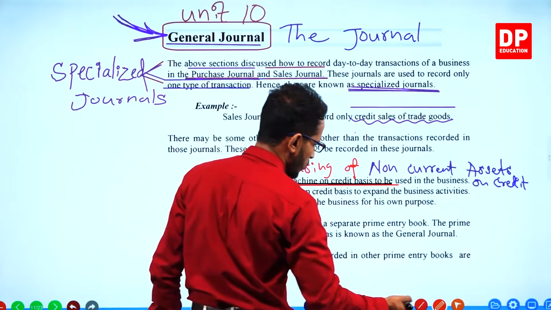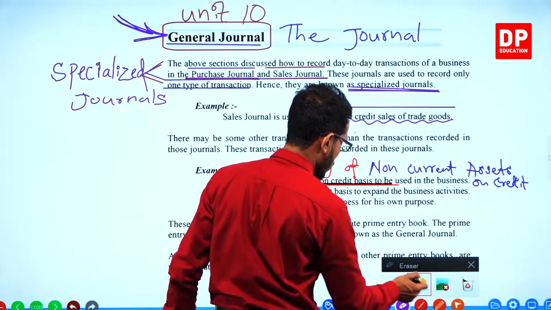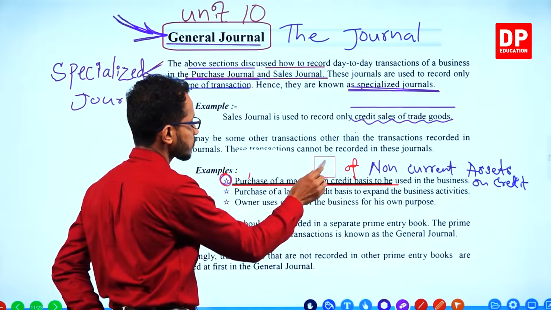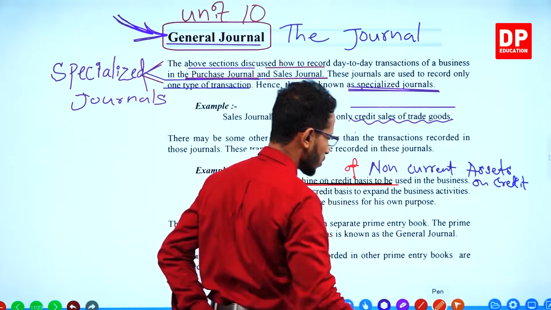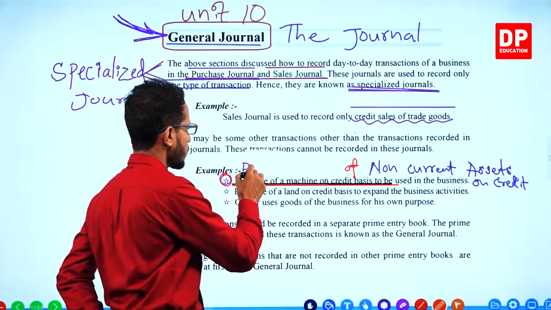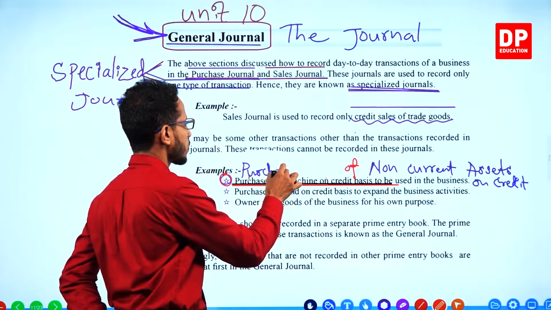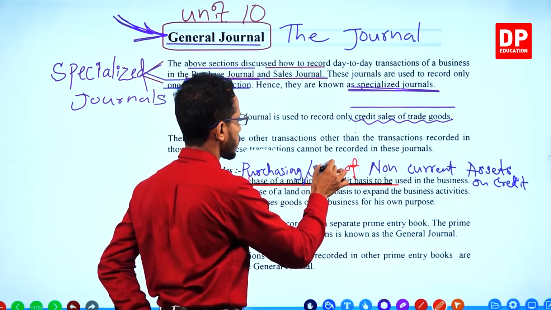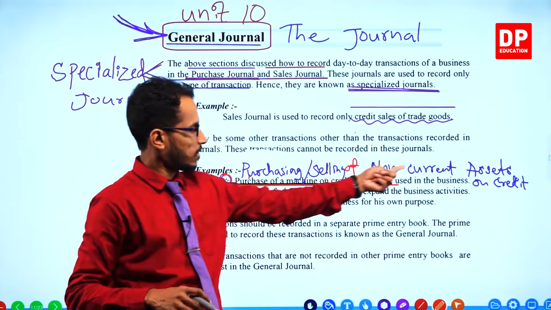So what I'm going to do is erase this word and enter both, purchasing and selling both. Okay, purchasing, selling of non-current assets on credit.